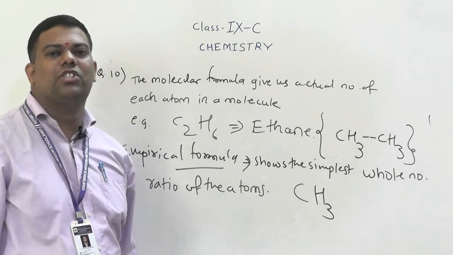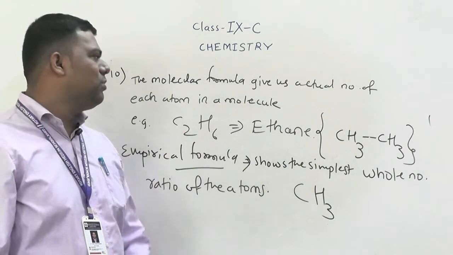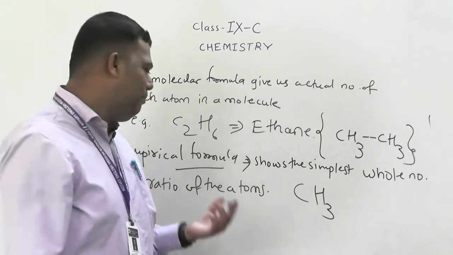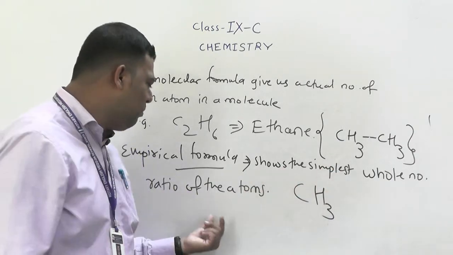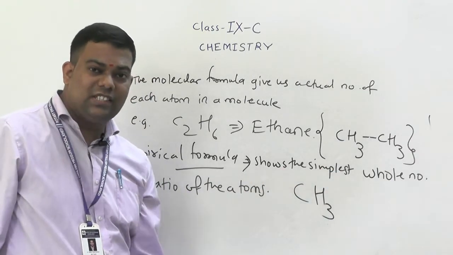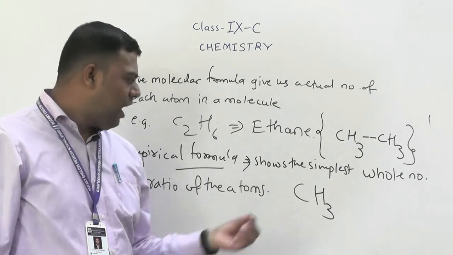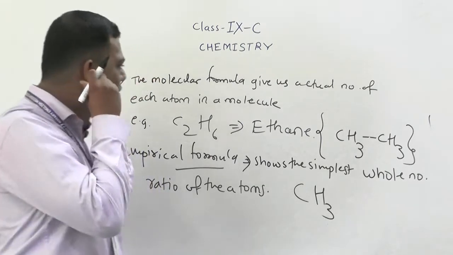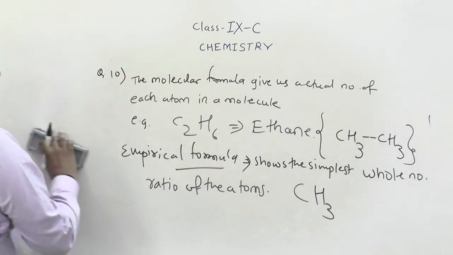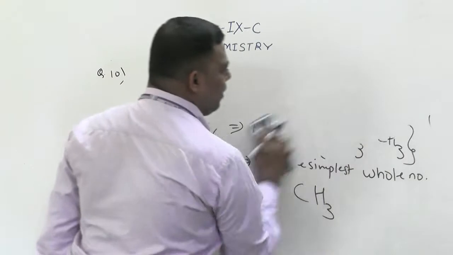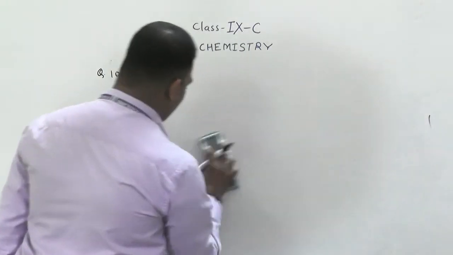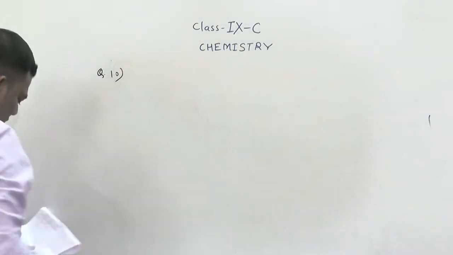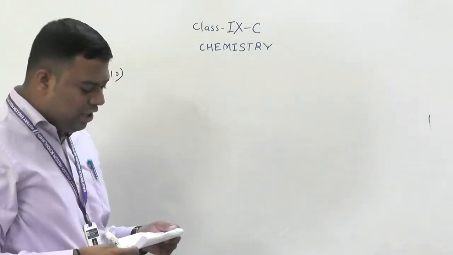So this difference is very much important: the molecular formula gives the actual number of atoms, and the empirical formula shows the simplest whole number ratio. Simplest means after the empirical formula only you can calculate the molecular formula. So keep this in mind. You have to write all this in your notes for atoms and molecules.